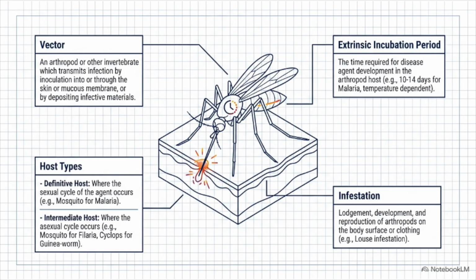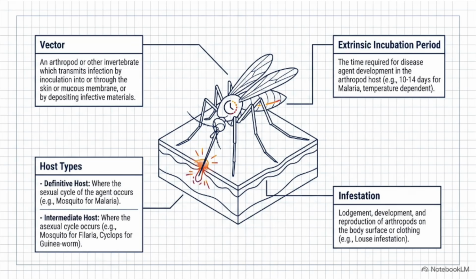A vector is an arthropod or other invertebrate which transmits infection by inoculation into or through the skin or mucous membrane or by depositing infective materials. Closely linked to this is the concept of extrinsic incubation period, which is the time required for the disease agent to develop inside the arthropod host. For example, malaria requires about 10 to 14 days inside the mosquito, and this period is temperature dependent.